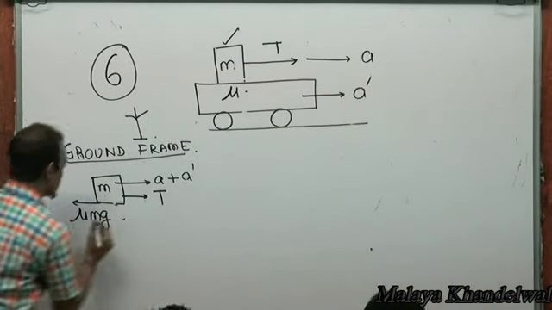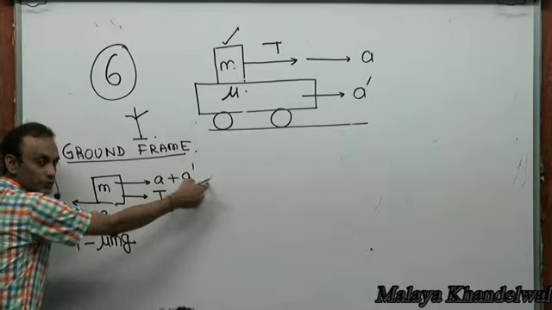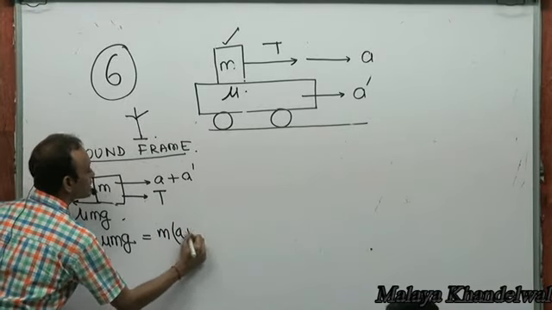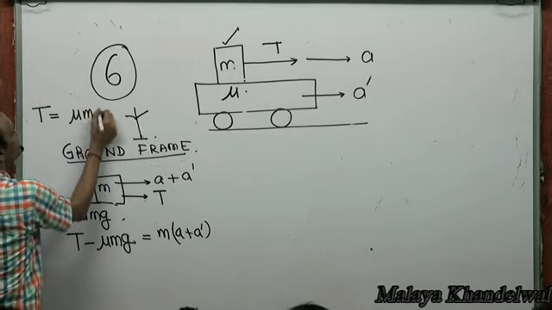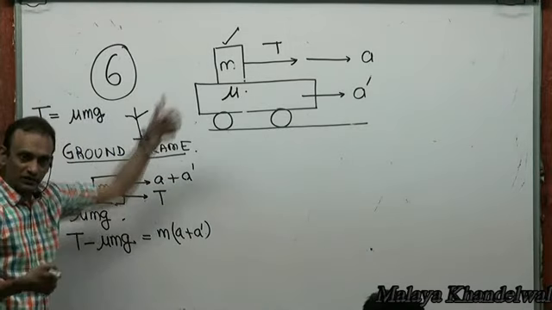Which gives me T minus mu mg. T minus mu mg is mass into acceleration. This is the cause. The effect is m into a plus a prime. So T therefore is known. T, the tension in the string, the force with which the man is pulling small m, is mu mg plus m into a plus a prime. Clear? Yes or no? That's T obtained.